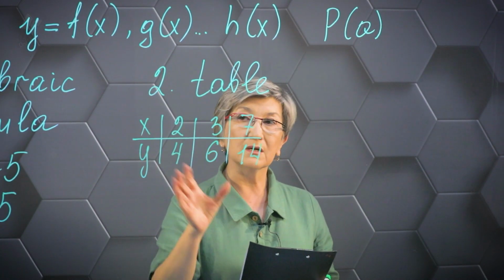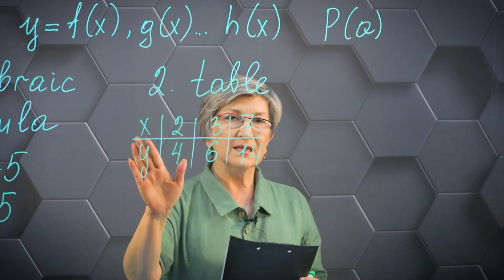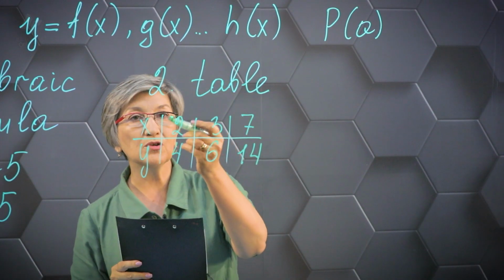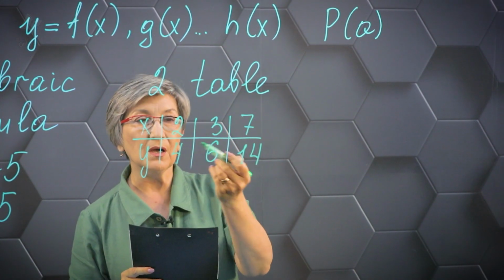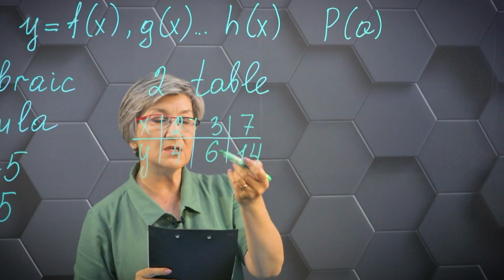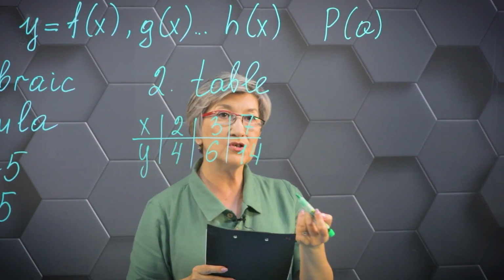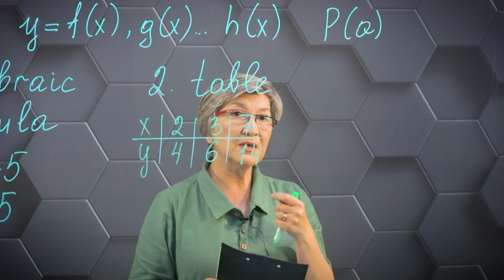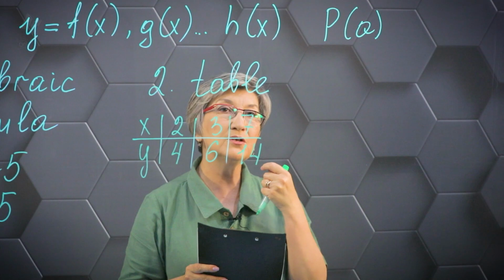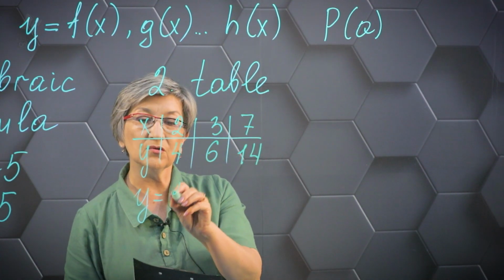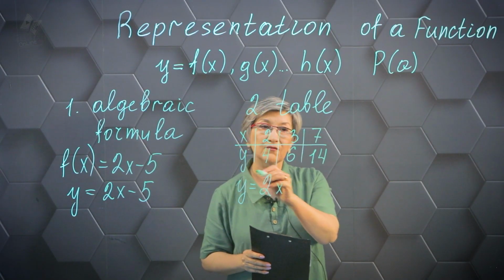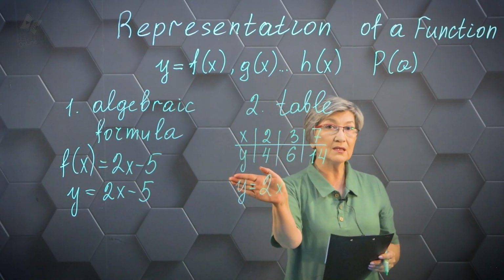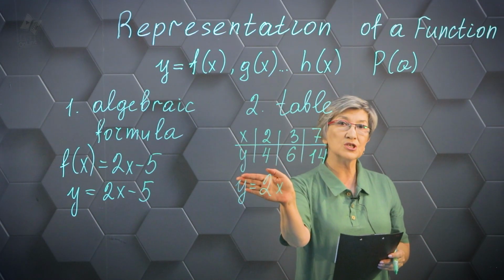Let's try to write down the relationship between the variable y and the variable x as a formula. We see that if x equals 2, then y equals 4. If x equals 3, then y equals 6. If x equals 7, then y equals 14. And we can see that the variable y is twice as large as the variable x. So I can write down this relationship as a formula: y equals 2 times x. But in our case, you will be given a table, and from this table, you have to determine the dependence.